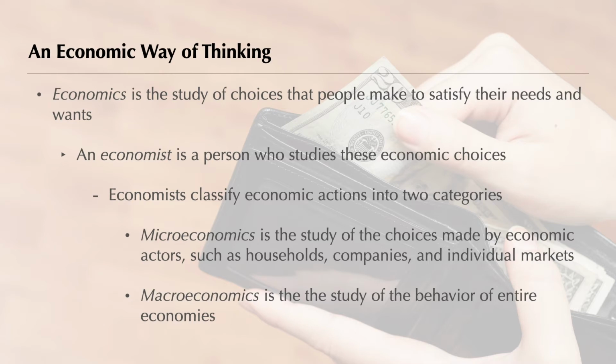Economists generally classify economic actions into two categories, microeconomics and macroeconomics. Microeconomics is the study of the choices made by economic actors such as households, companies, and individual markets. Although the term micro means small, microeconomics can focus on large participants in the economy. For example, the production at one company, even one as large as Exxon Corporation, whose total output exceeds that of some nations, is considered a microeconomic topic because only a single economic actor is involved.